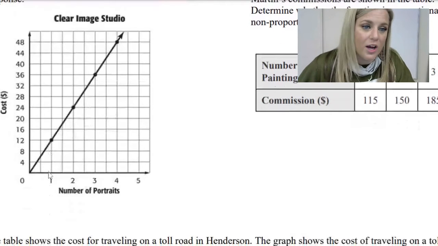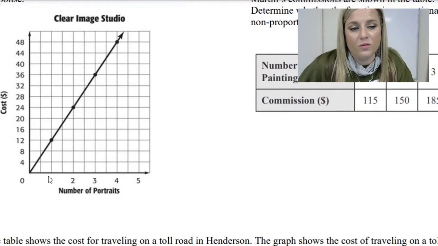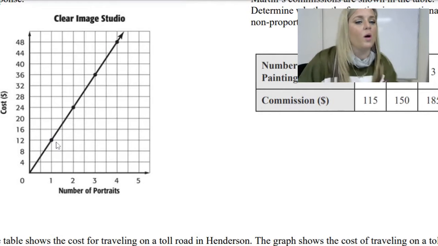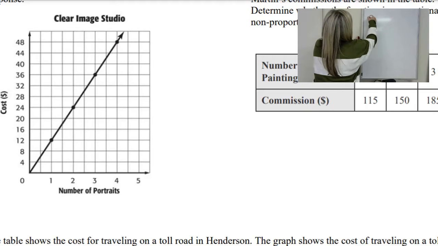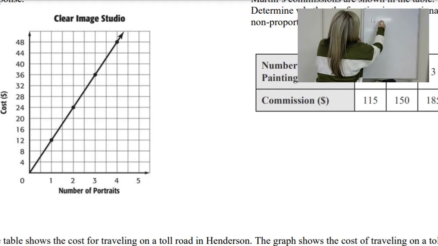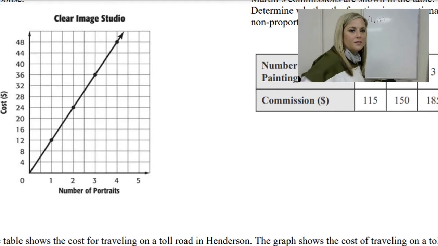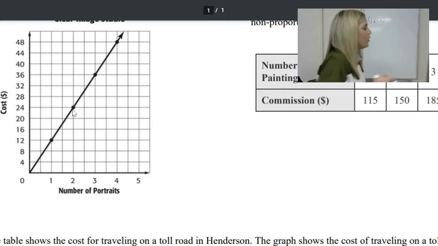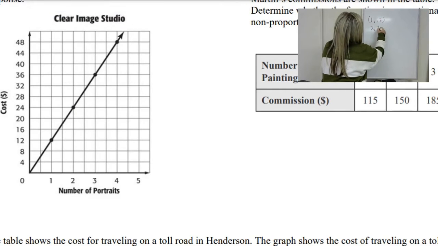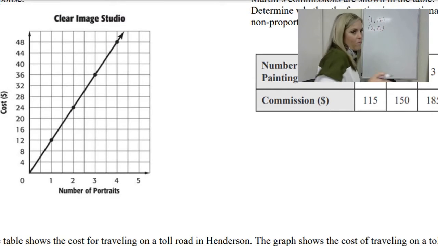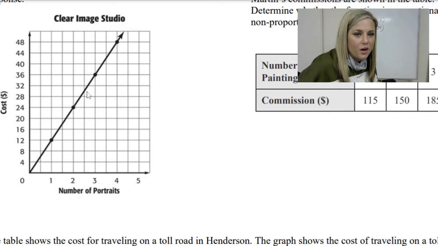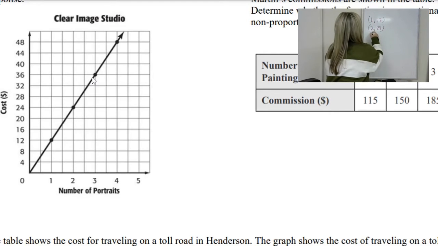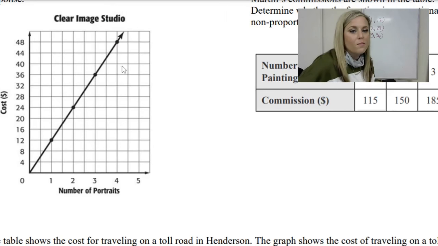If we wanted to double check, we would find the coordinates. Our x-coordinate is 1 for this first dot, so 1 and 12. The second dot is 2 and 24. The third dot is 3 and 36. I can tell this is going up. And 4 and 48.